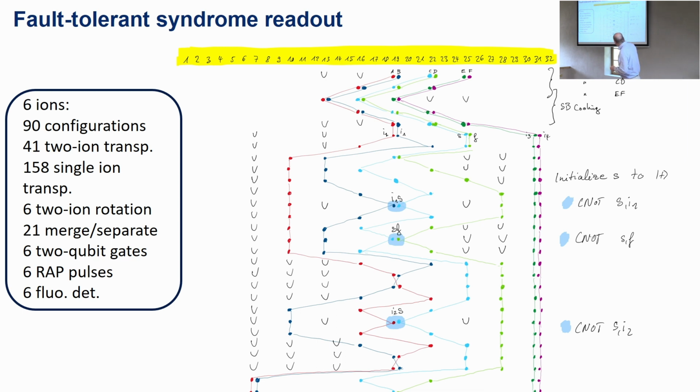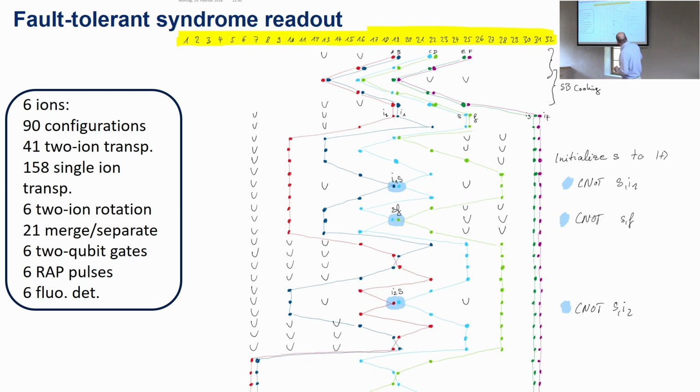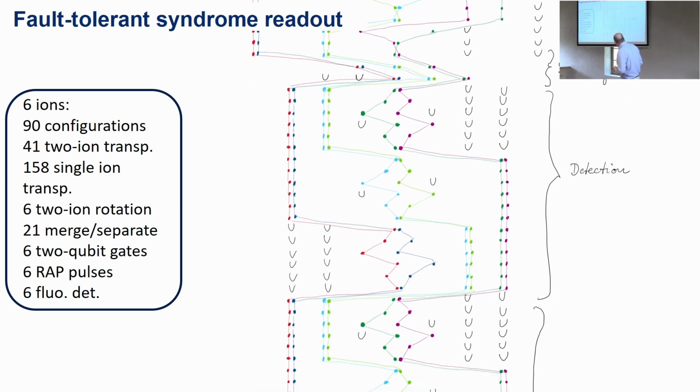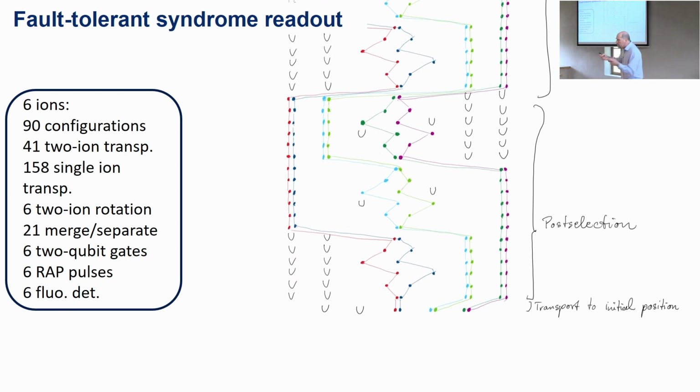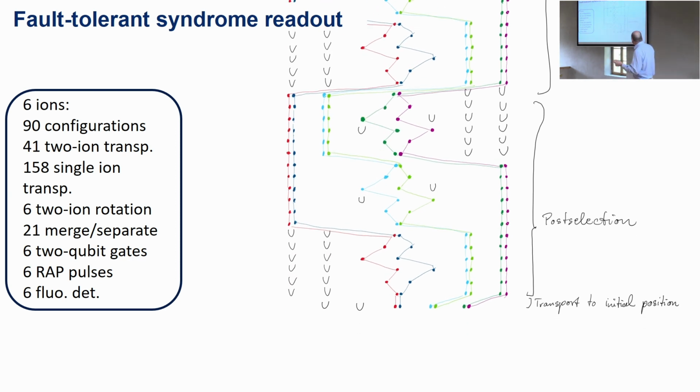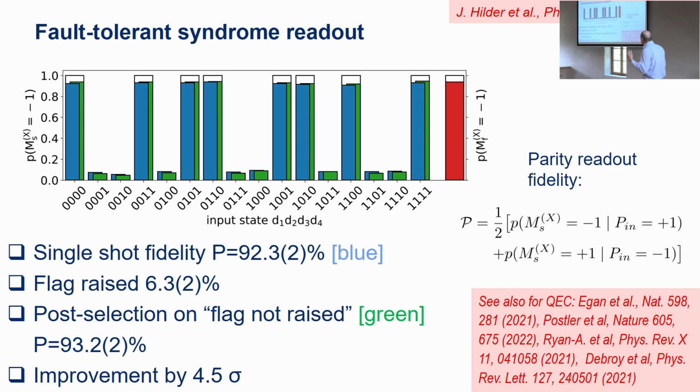Now, let me show, time is running this way. You start out with the 6 qubits. There are the data qubits, and there is the fault-tolerant readout by these other qubits here. And then the sequence runs through 90 configurations. So we shuttle around the ions, and sometimes we do gates and so on. There are a couple of splits and rotations and so on. And we do the gates, and that's the readout.